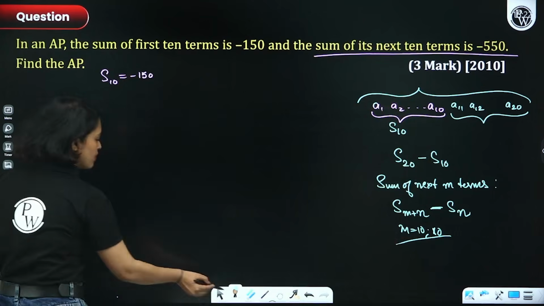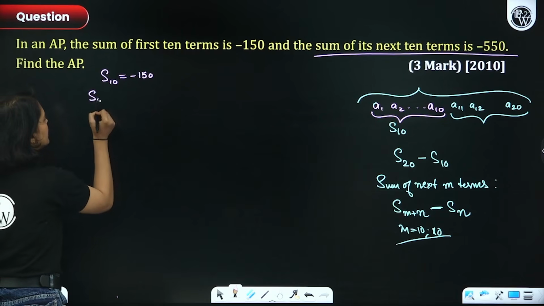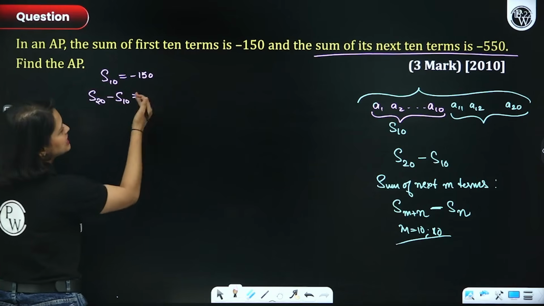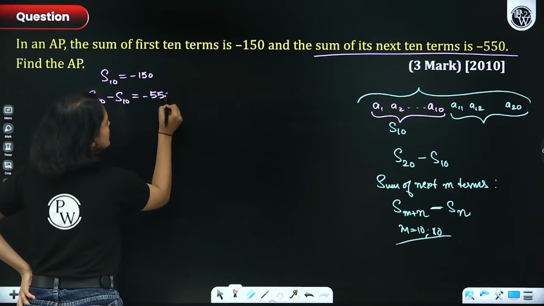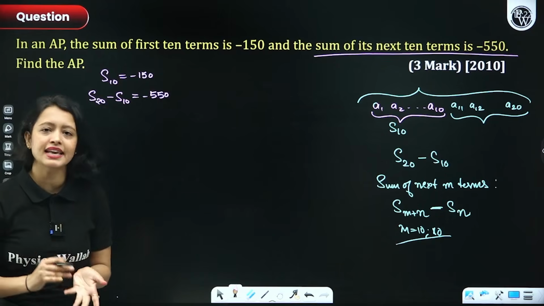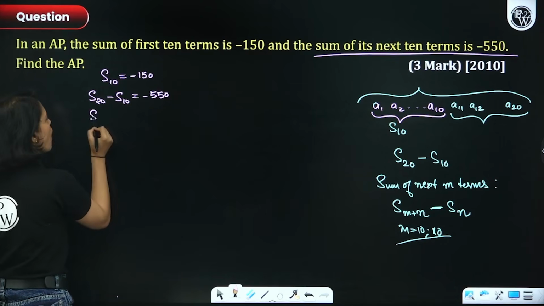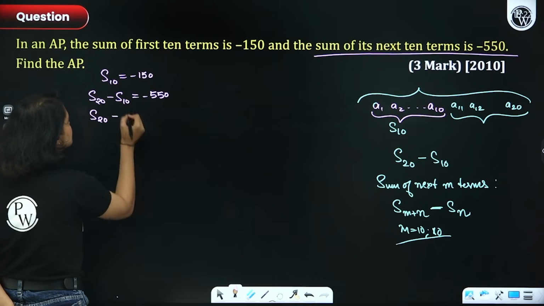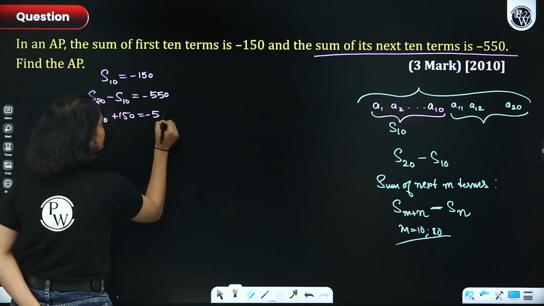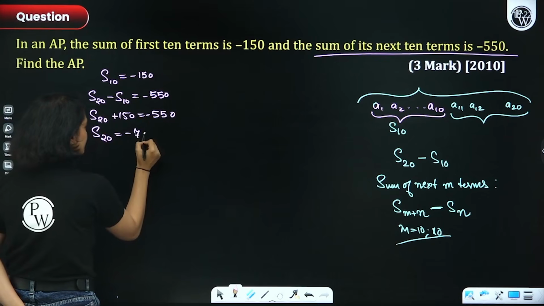Now let's come back to the problem, everyone. We have S10 is equal to negative 150. The second part is telling us that S20 minus S10 is equal to negative 550. Now we have to find the AP. Finding an AP means you have to find A and D, then only you can find the AP. I will just put the value of S10 here. So S20 plus 150 is equal to negative 550. From here, S20 is equal to negative 700.